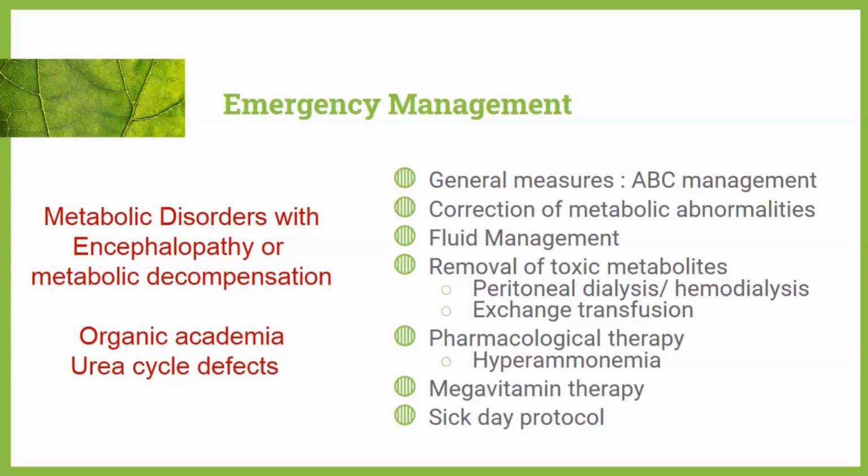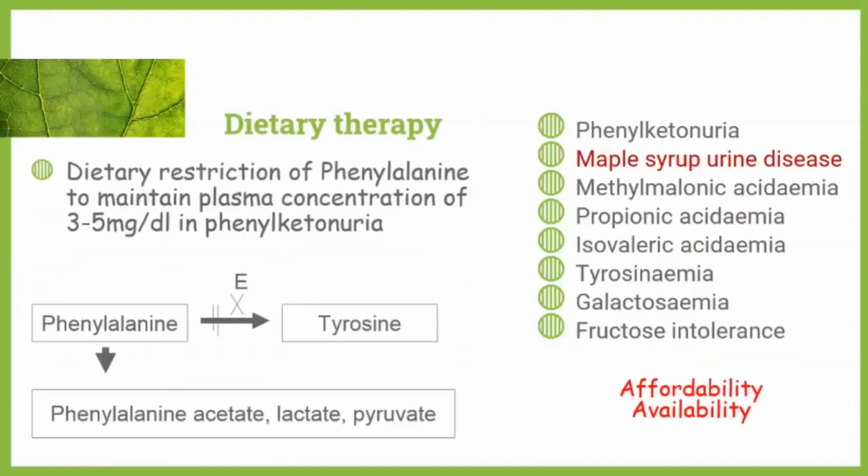Pharmacological therapy of hyperammonemia, we have already discussed, sodium benzoate and sometimes IV arginine, but it is not freely available in India. Megavitamin therapy and sick day protocols, all these things should be considered in children with small molecule diseases like organic acidemia and urea cycle disorders, and naturally diet also has to be given.